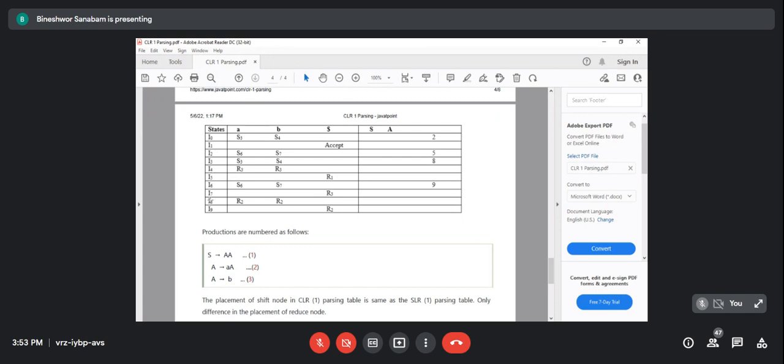So 4 and 7 are also the same thing. In the case of 4 and 7, there is a dollar, so dollar has to be included over here. And for 8 and 9 also, R2 has to be included over here.